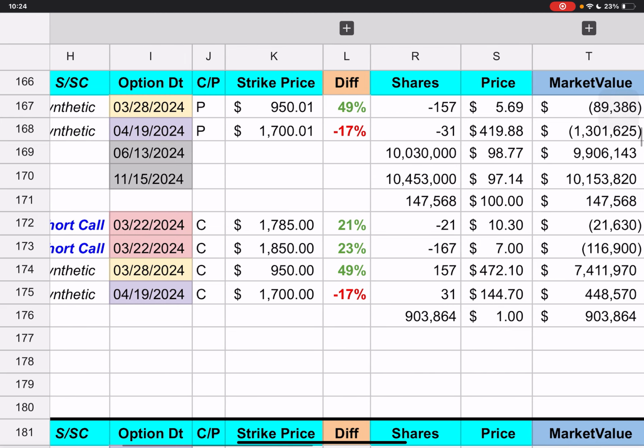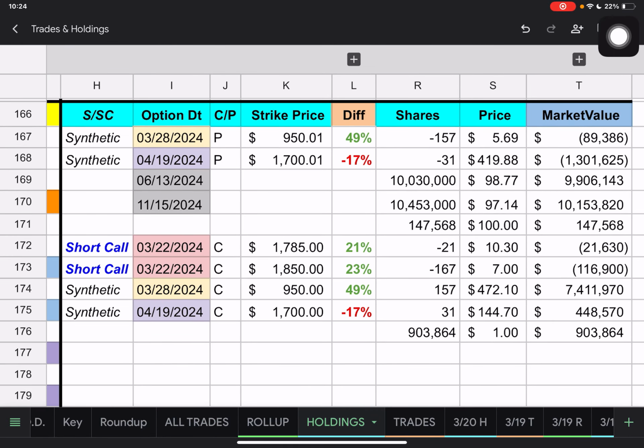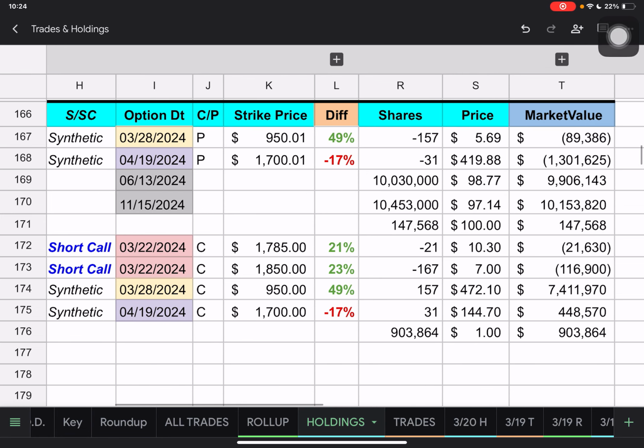if we move on over to our holdings, I guess I zoomed in too much. We have lots of colors going on this one. So we have two short calls that will expire Friday. Strike prices of $17.85 and $18.50. We're currently 21 and 23% below these. But then we have two synthetic positions. One with a strike price of $950 and expires in less than 2 weeks. Is that less? Yes, less than 2 weeks. And then we have one that expires next month with the strike price of $1,700, which we are currently below that one by 17%.